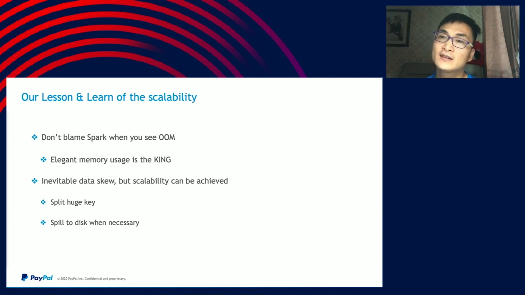And the second point I want to say is that data skew always exists, especially in graph data. It is in their nature. We cannot avoid it, but scalability can still be achieved by different solutions. For example, what we did here is split a huge key and spill to disk when necessary. Scalability can still be achieved by various kinds of solutions.